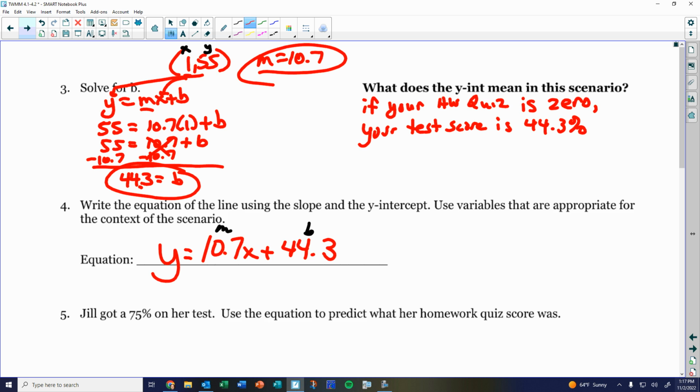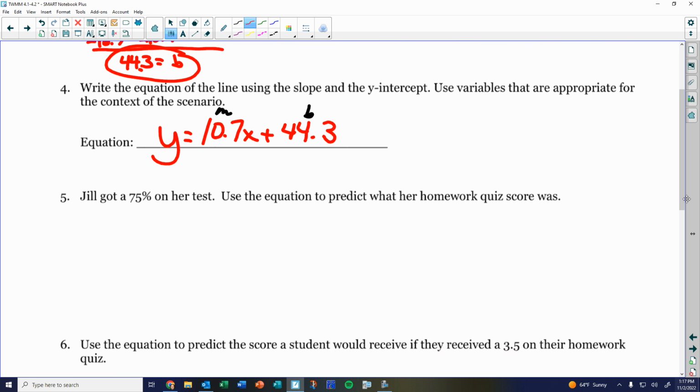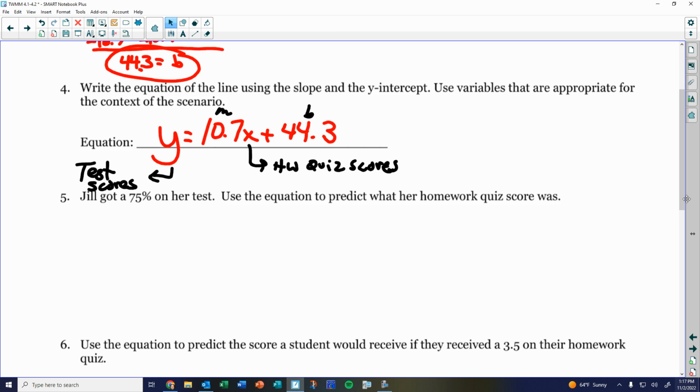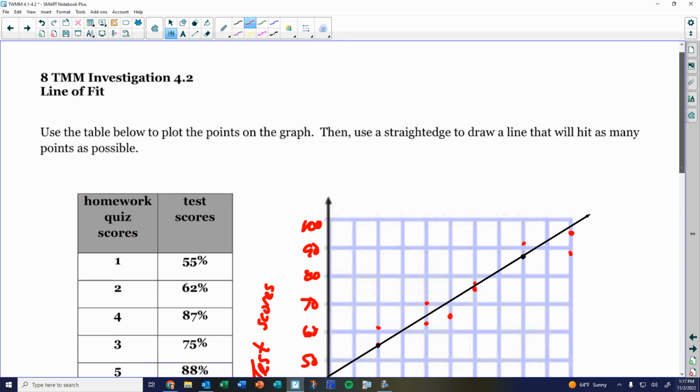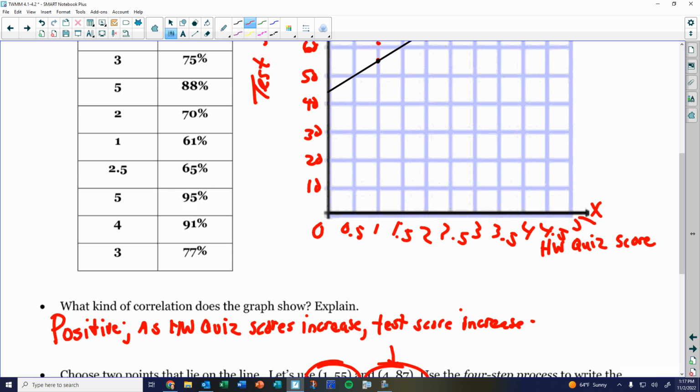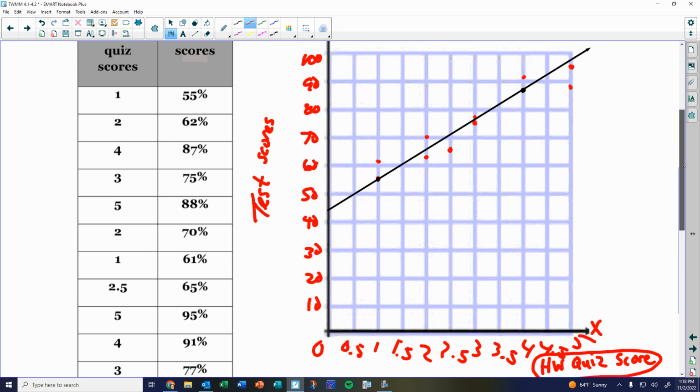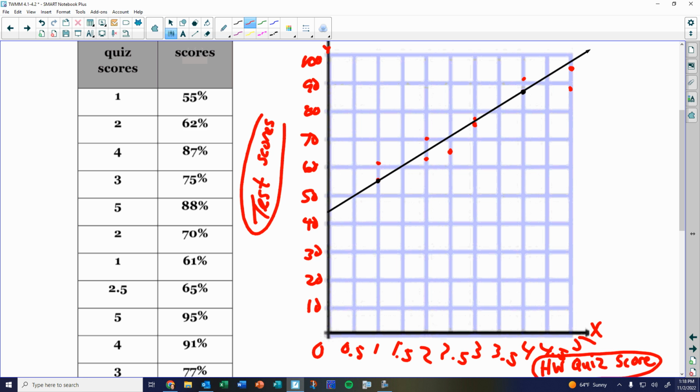Now I can take this equation and use it. Remember, in this equation, y is your test score, x is your homework quiz score. How do you know that? Because on the front, this is where we labeled our axes on the other page. So look at it. Go back. This is the x-axis. Look what's labeled on our x-axis. Our y-axis is up here. And look what's labeled on our y-axis. That's how we know.